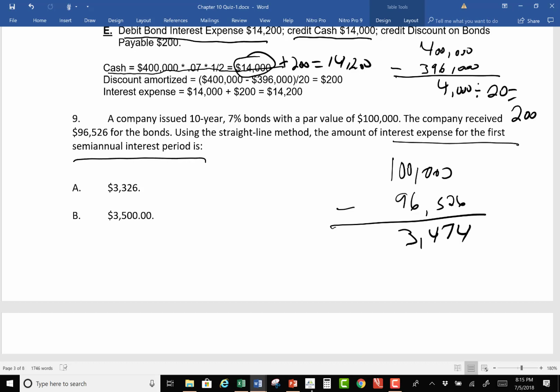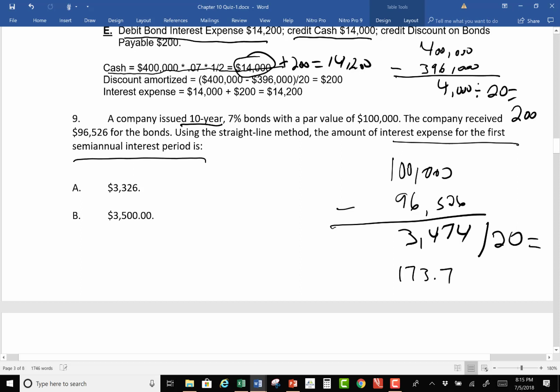So 3,474 is going to be divided by what? 10 years. If it's a semi-annual bond, what do I have to divide this by? Divided by 10 times 2, or 20, right? Okay, so 3,474 divided by 20 equals 173.7, you say? Okay. Now, that's the amount of discount amortization, isn't it?